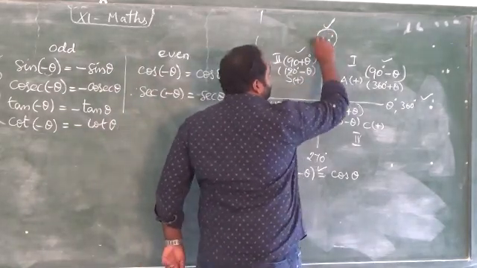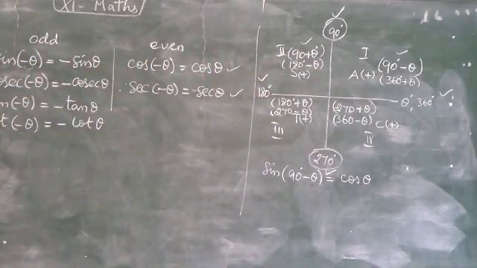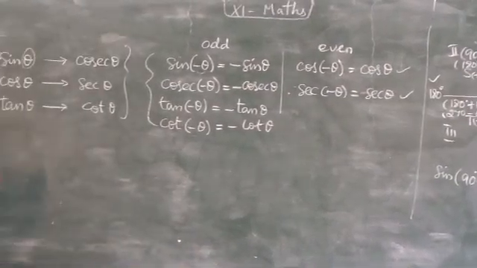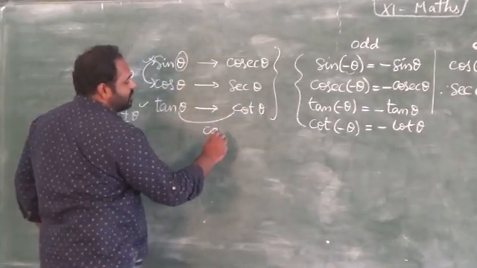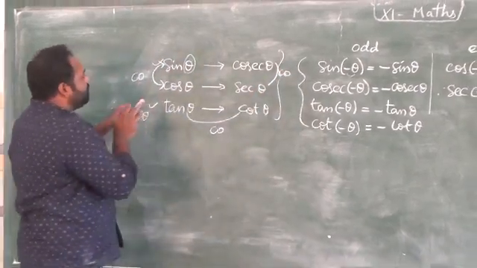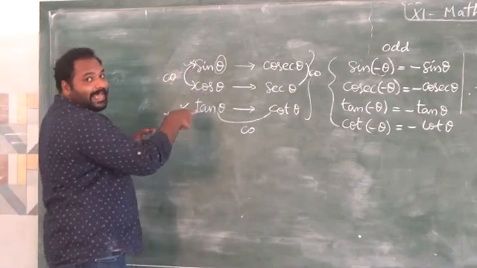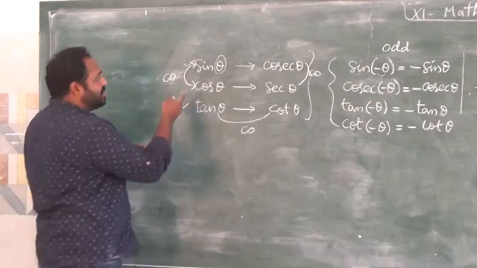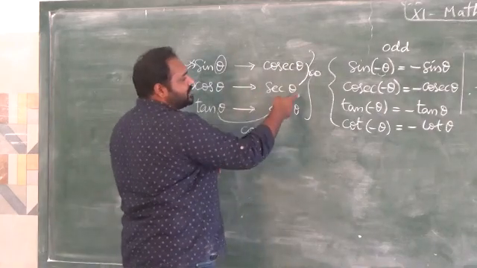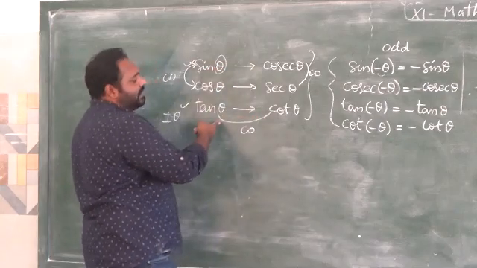With 90 and 270 we have to change into the co-ratio. What are the co-ratios, sir? Sine and cos are co-ratios, tan and cot are co-ratios, cosecant and secant are co-ratios. We can also say allied ratios or allied functions. So sine to cos, tan to cot, cosecant to secant, or secant to cosecant, cos to sine, cot to tan.